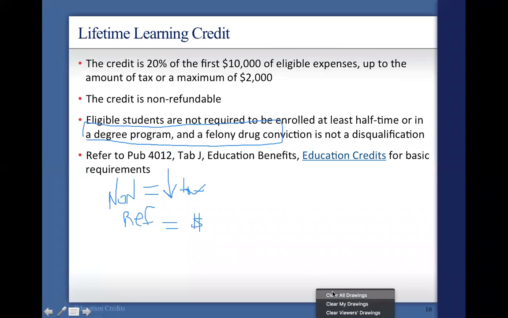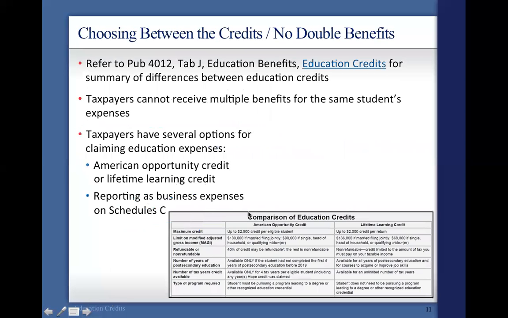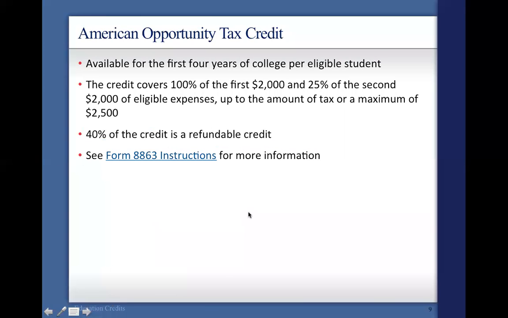Now let's talk about the Lifetime Learning Credit. Again, this credit is for anybody that pays out of pocket to further their job skills. The credit is 20% of the first $10,000 of eligible expenses up to the amount of tax or a maximum of $2,000. I want you to compare that to the American Opportunity Credit. I know there's very different ways, different stipulations of what they're supposed to be used for, right?